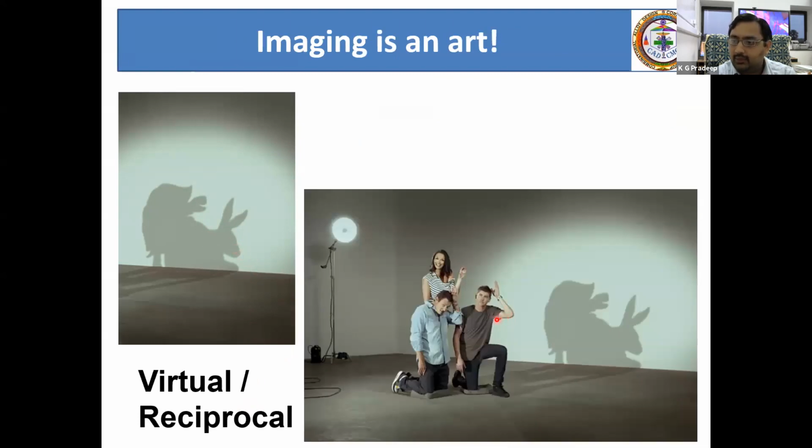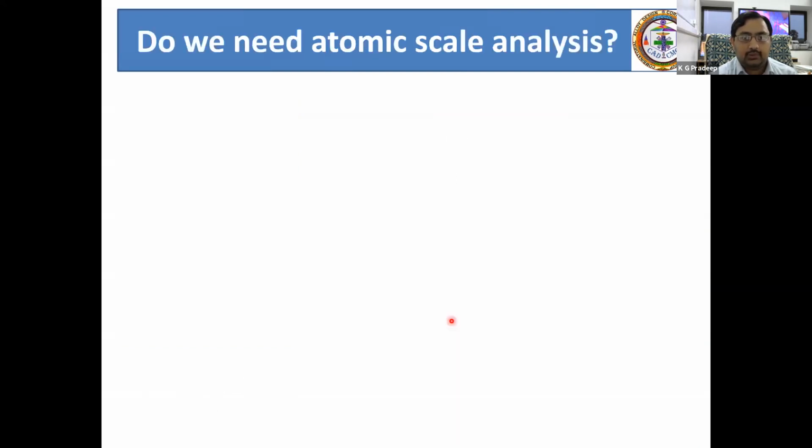So we have a reality check when we look at the reciprocal space or the virtual space, and we'll be able to understand that what we see may not always be right. Therefore, imaging is always going to be an art, and an expertise is required to discern what we see in the form of this kind of shadow with respect to what is actual reality. So the question arises: do we really need atomic scale analysis?